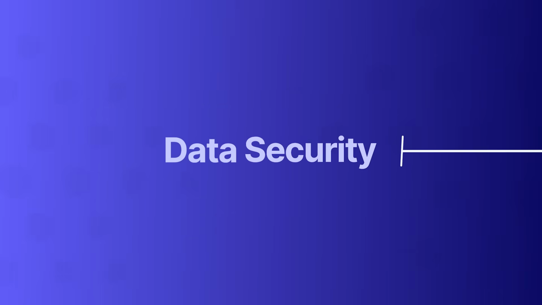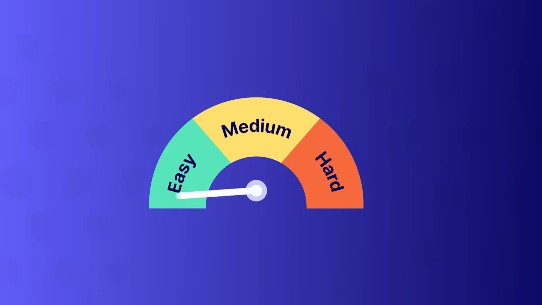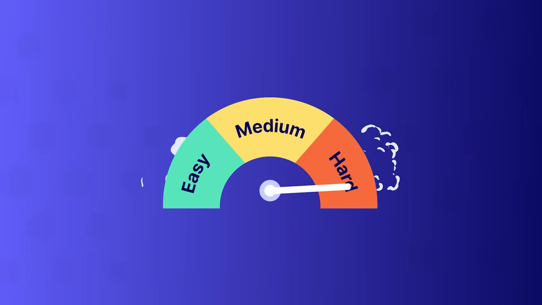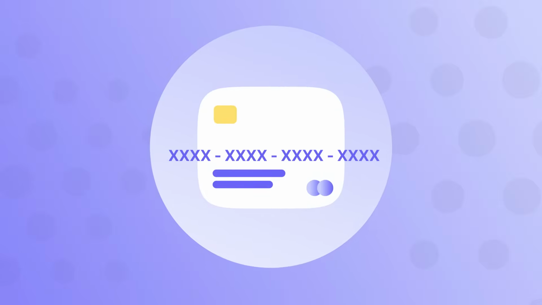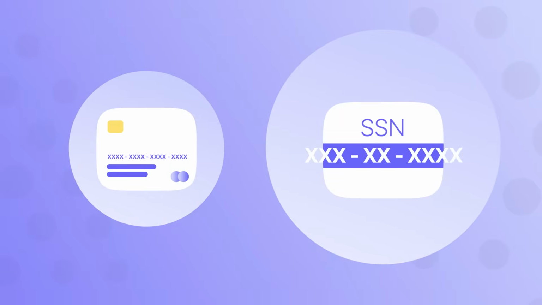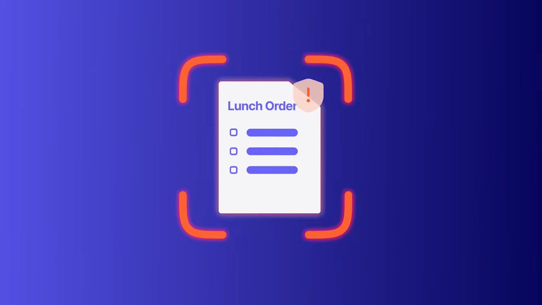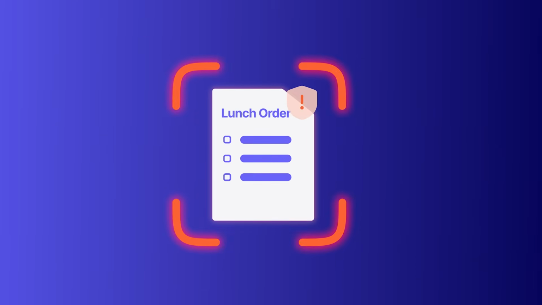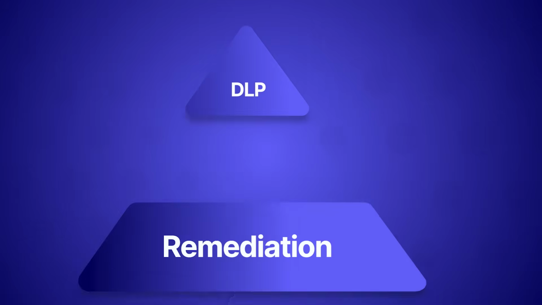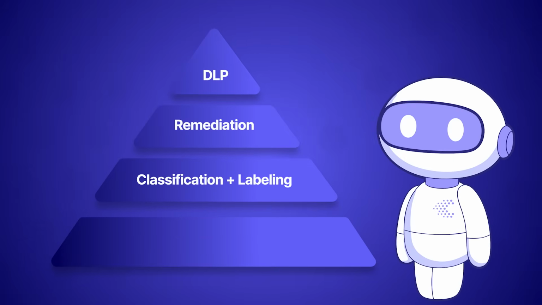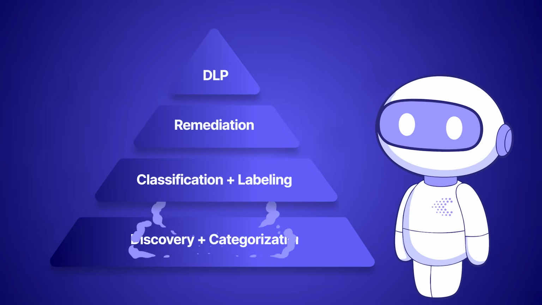Data security. It's been around for decades, and yet it's still way harder than it should be. For years, businesses have relied on security tools that use rigid rules and preset patterns to protect their data. The problem? They miss most of the important stuff while flagging random, harmless files. We do things differently at Concentric AI, where we believe that effective data security starts with discovery.